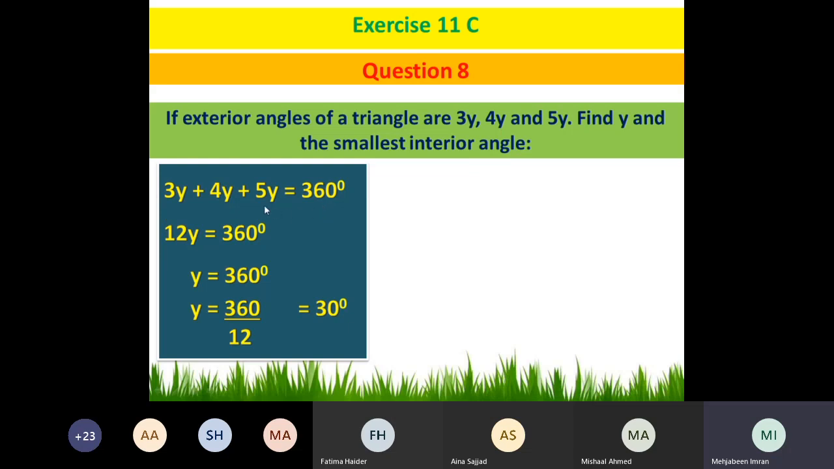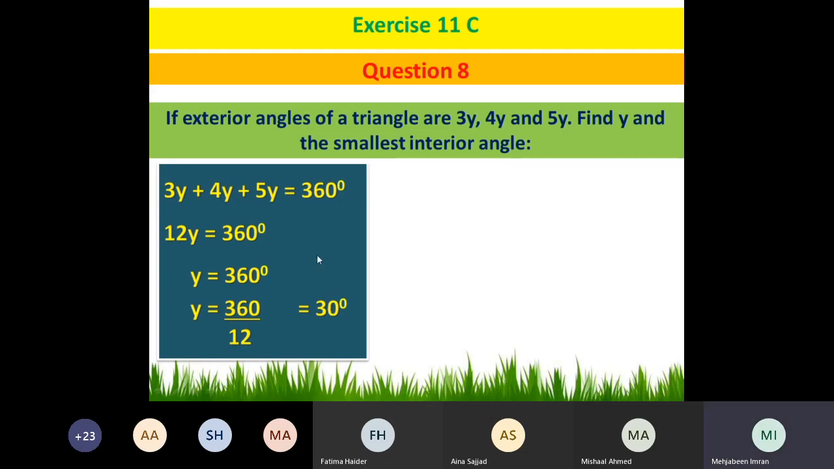You told me just that. And 5 plus 4 plus 3, these are all the like terms. When you add them, it's 12y. 12 is multiplying with y. So when it goes on the other side, it will go and divide. So 12 3s is 36, and you add a 0 with it, and you get 30 degrees. This is the value for y.